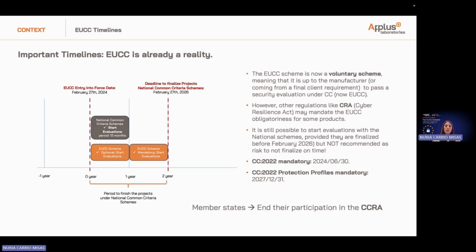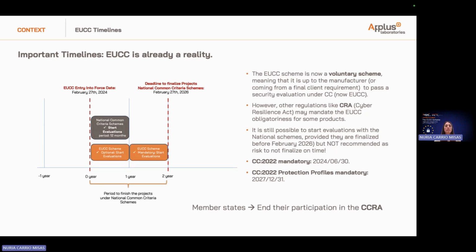So, what are the timelines? Well, the thing is that the EUCC is already a reality. We have different dates that we need to take into account. The first date is when the EUCC entered into force, which was in February 2024. And there is 1 year where the two schemes are coexisting. So you can start an evaluation using national common criteria schemes, but you can also start, as far as the infrastructure is ready, an evaluation with the EUCC scheme.